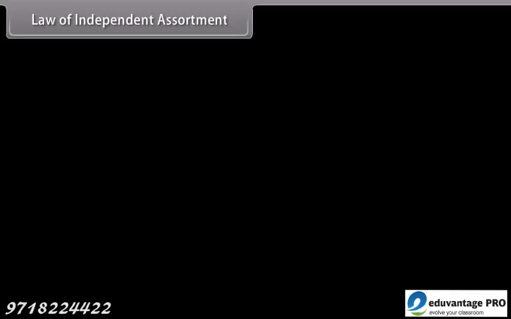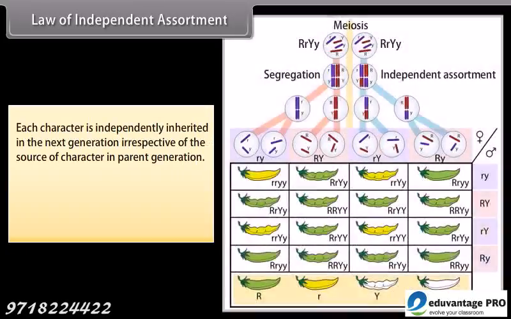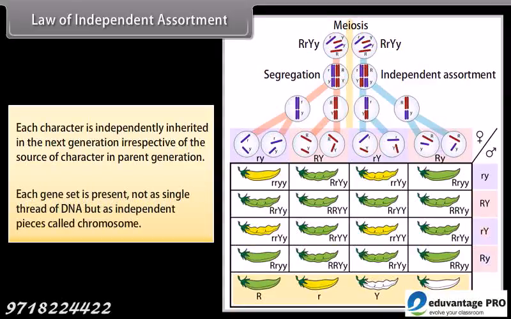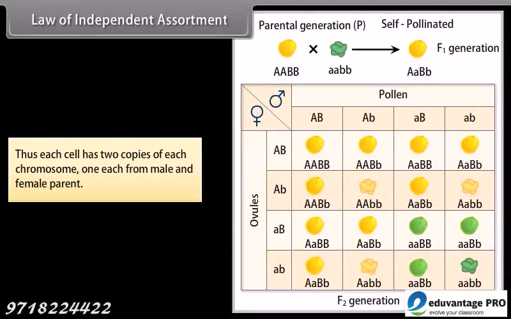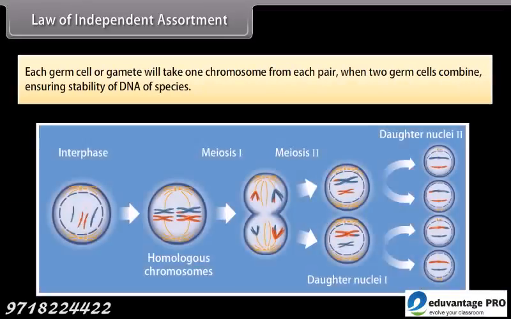Law of independent assortment. Each character is independently inherited in the next generation irrespective of the source of the character in the parent generation. Each gene set is present not as a single thread of DNA but as independent pieces called chromosomes. Thus, each cell has two copies of each chromosome, one each from the male and female parent. Each germ cell or gamete will take one chromosome from each pair, and when two germ cells combine, the stability of the DNA of the species is ensured.